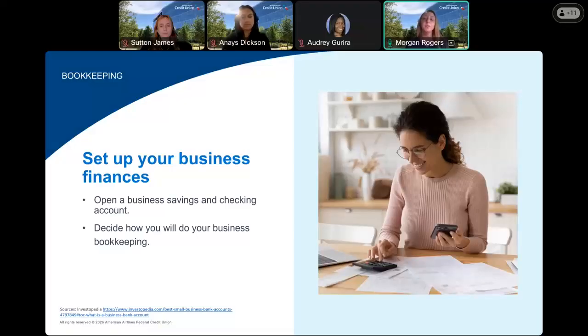So once you have your business bank account open, definitely give yourself a big pat on the back, because you are well on your way to financial success and organization for your small business. If you have any questions on how to open up a business account, feel free to drop them in the chat or reach out to us at the credit union at the business services contact information. And I will provide our direct contact information later on in the presentation.